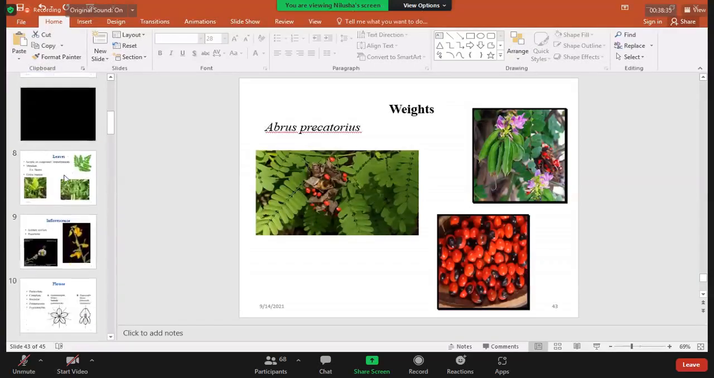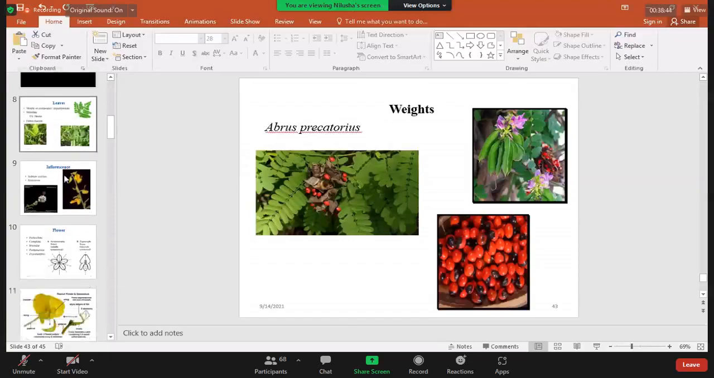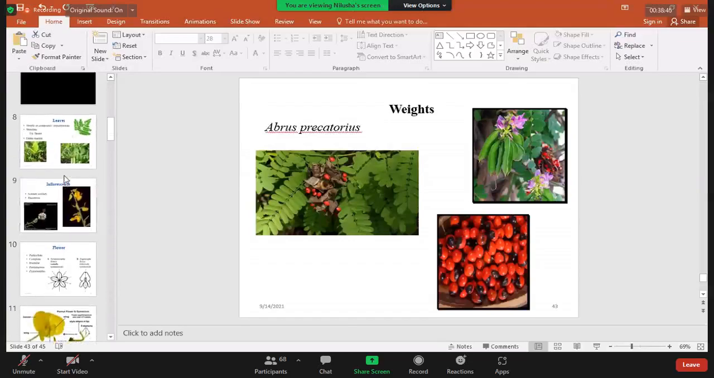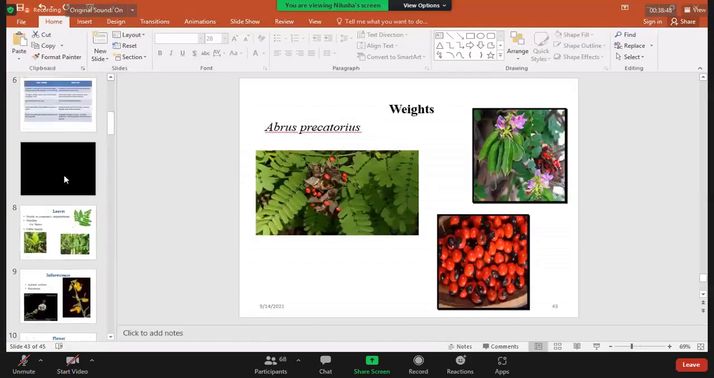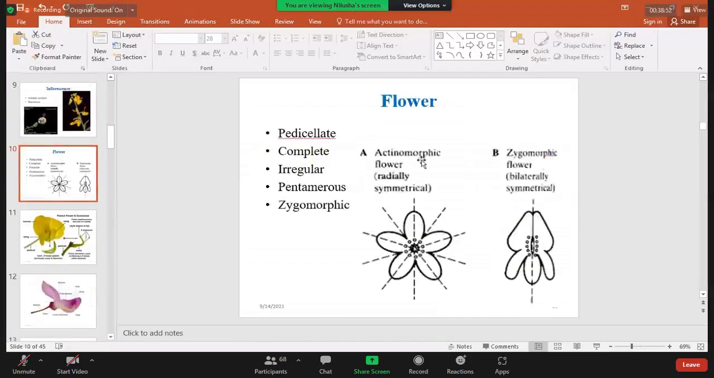Ma'am, when we record in the practical, do we need to describe the terms in the previous slide? Which one? In the flower and others, there are terms. This one. Yes, ma'am. Do we need to describe what is pedicellate and what is complete?